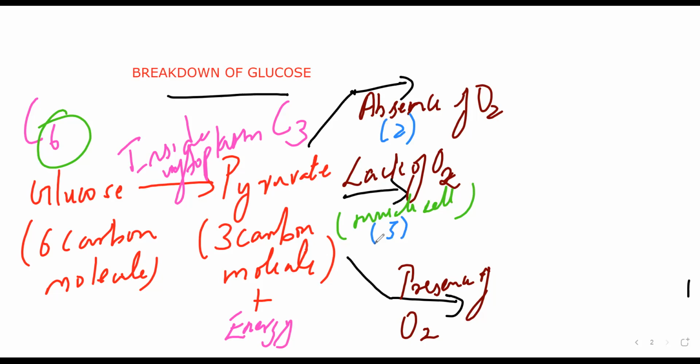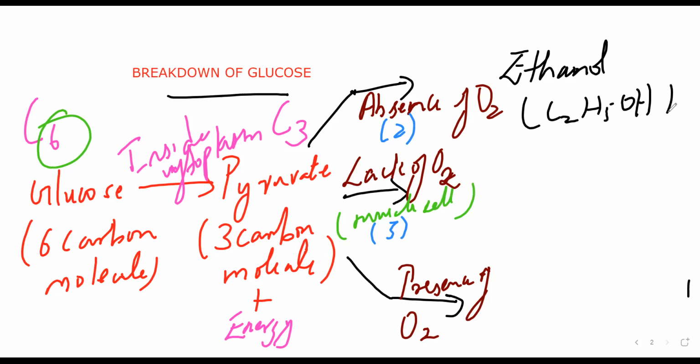So let's see in the first case, absence of oxygen, what is happening? So in the absence of oxygen, we'll get what? Ethanol. Ethanol is basically C2H5OH. Correct? That is basically CH3CH2OH. So we'll get ethanol plus carbon dioxide plus energy.